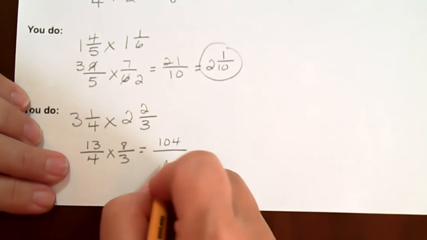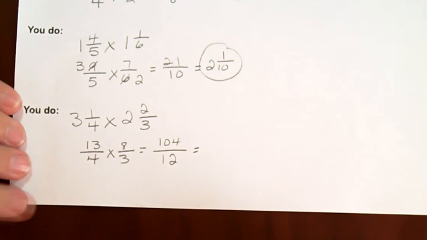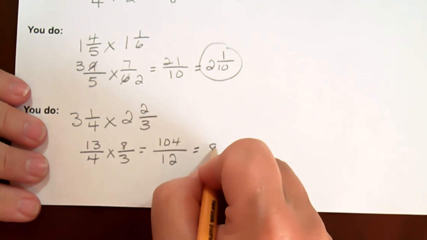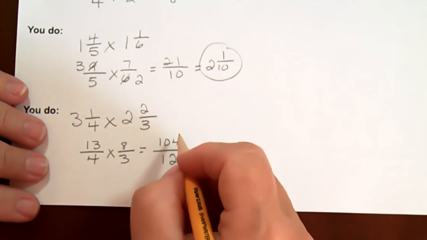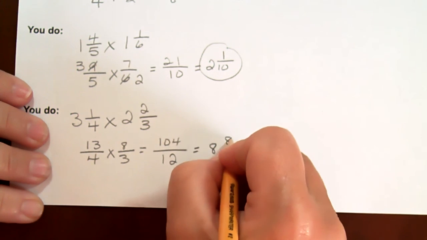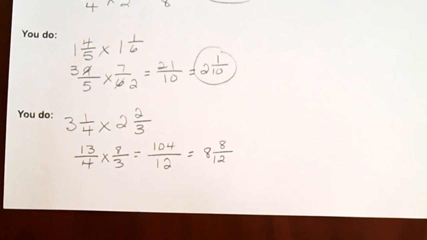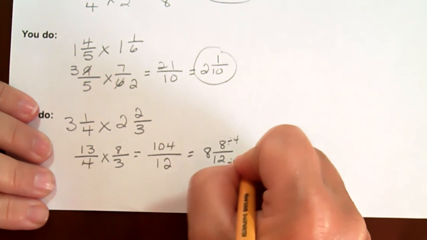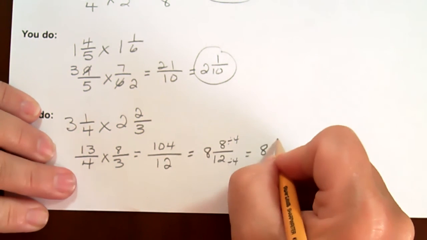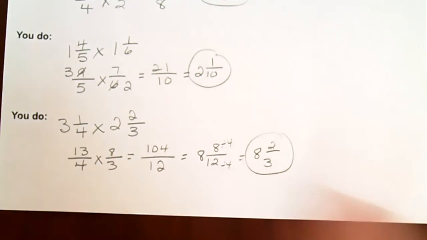And 4 times 3 is 12. How many 12s are in 104? Well, that would be 8, because 8 times 12 is 96. And when you have 104 subtract 96, you have 8 left over with the denominator of 12. They're both even. Normally I say use 2, but me knowing my multiplication facts, I know I can divide these by 4, because 4 goes into both of them, and I get 8 and 2/3. So my answer is 8 2/3.